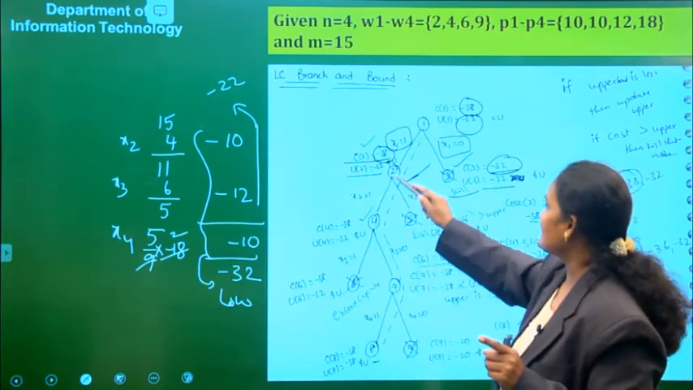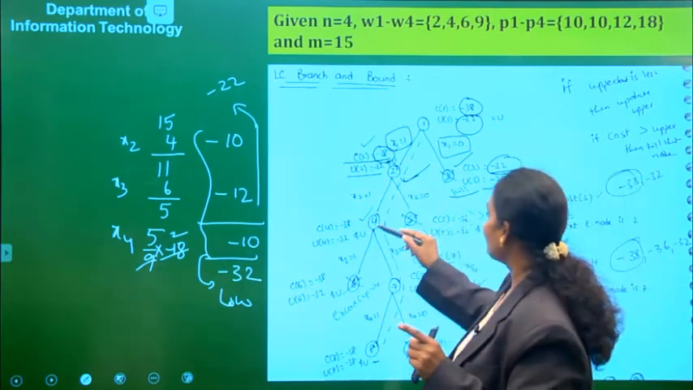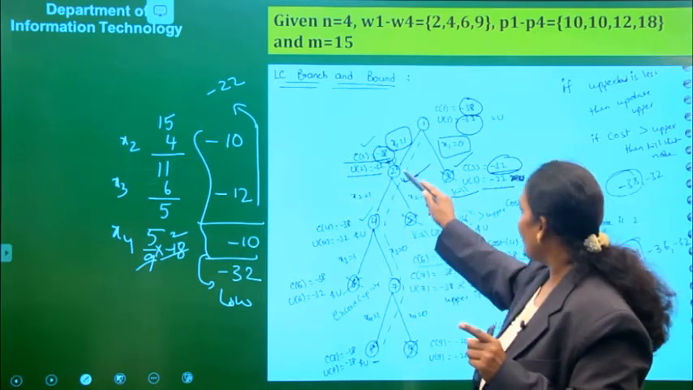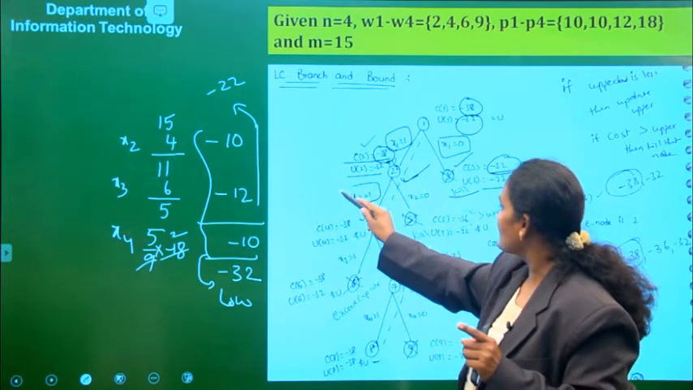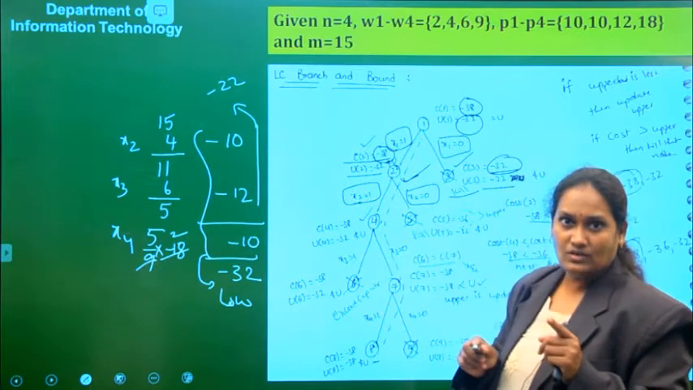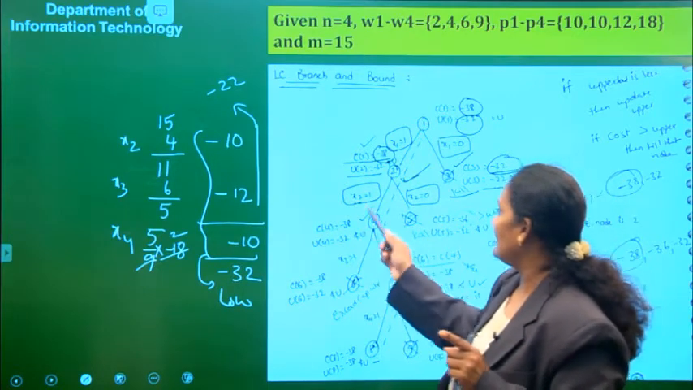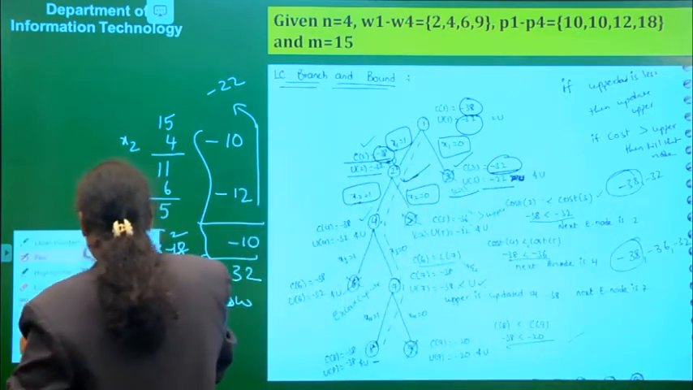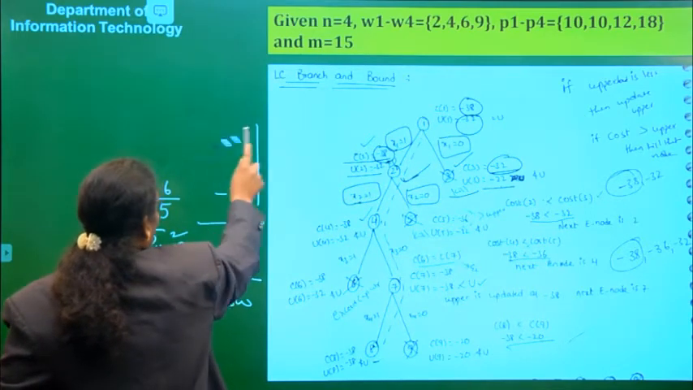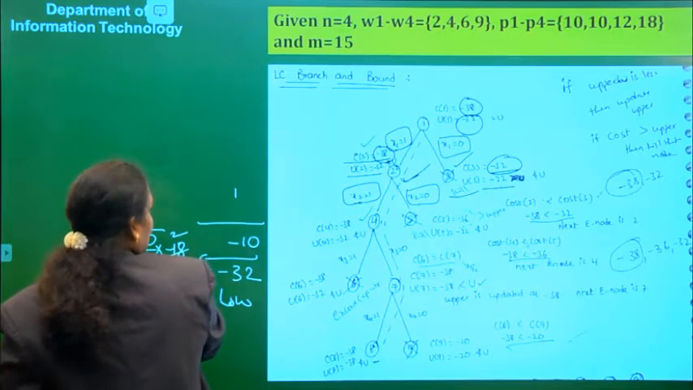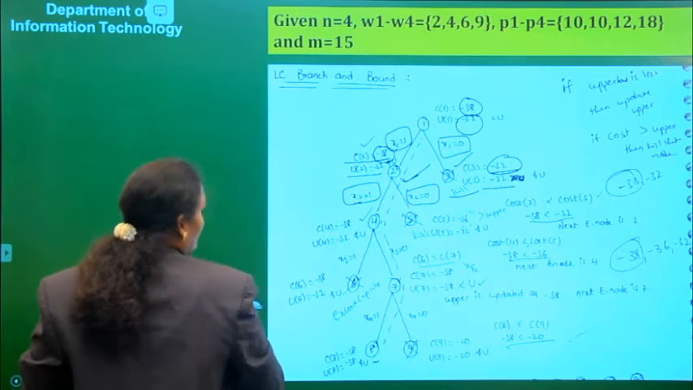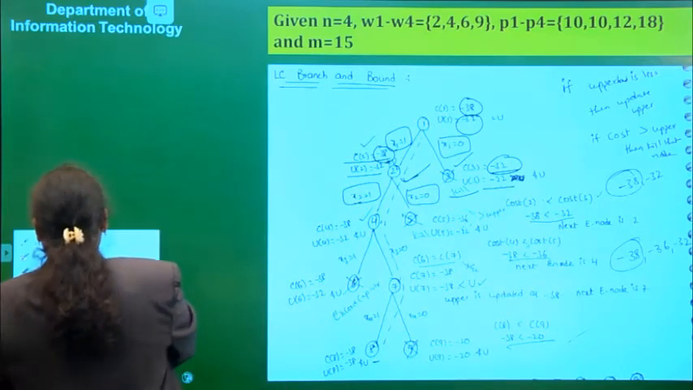Okay, so this is expanded. By expanding this, I will get two nodes, 4 and 5. The path 2 to 4 indicates x2 is equal to 1. The path 2 to 5 indicates x2 is equal to 0. Now, how to calculate the values? Here, let us observe. At node 2, what are we considering? x1 is 1 and we calculated the upper bound and lower bound.